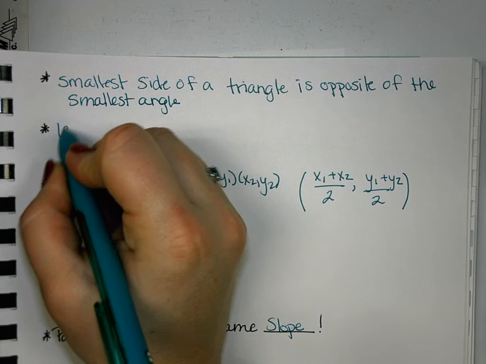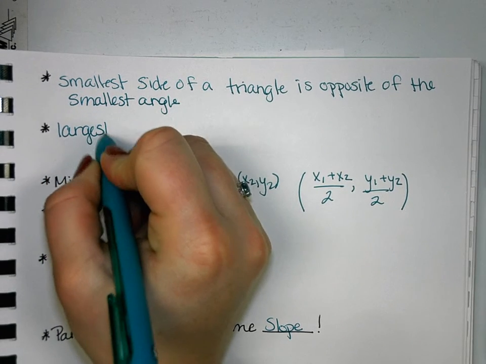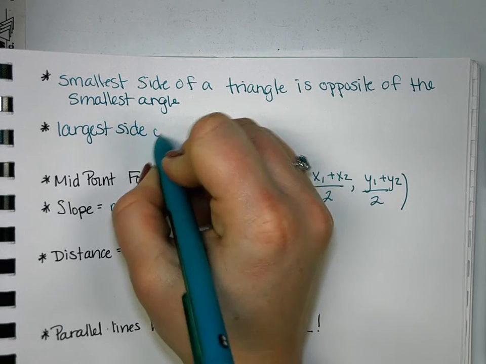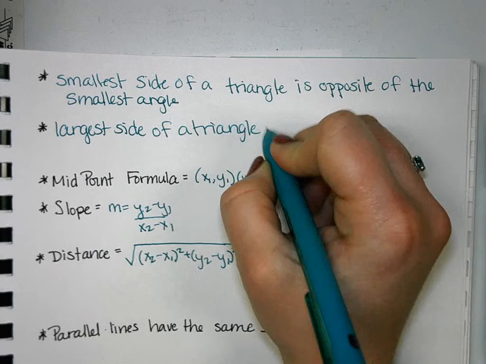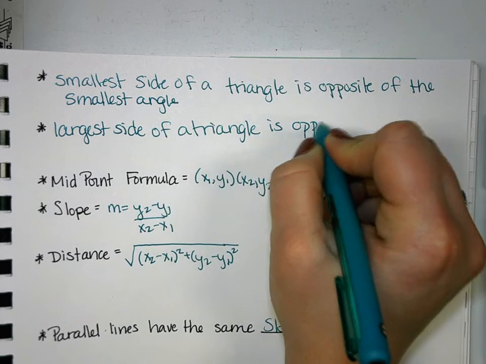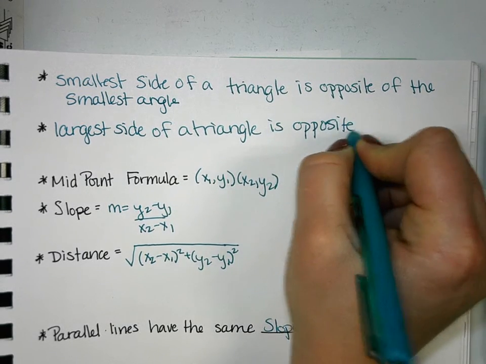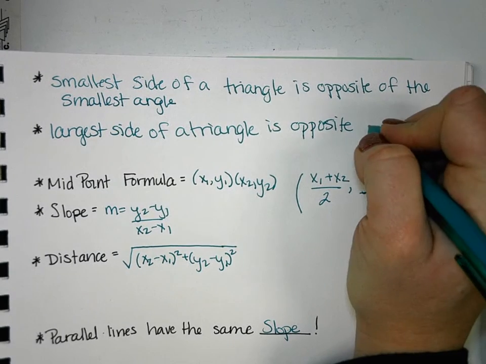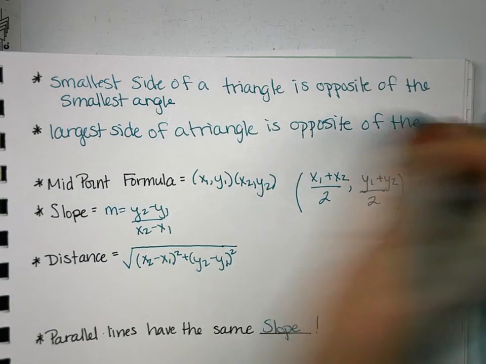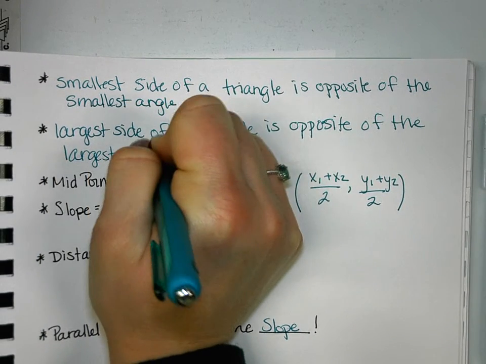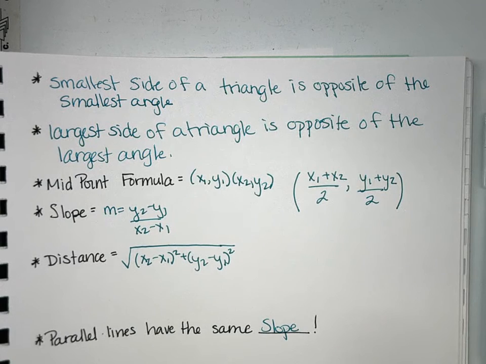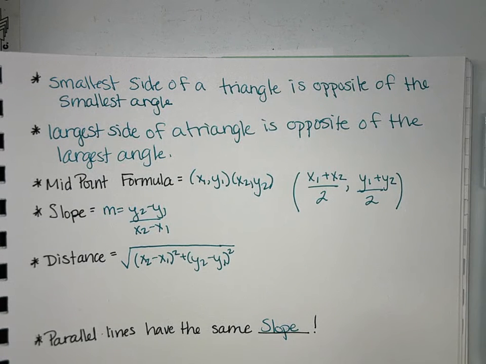And also largest side of a triangle is opposite, what was that? The largest angle. So this is where we had the two triangles put together and we had to compare the angles to sides and figure out which one was the absolute smallest side in the figure. You could have one like that again.